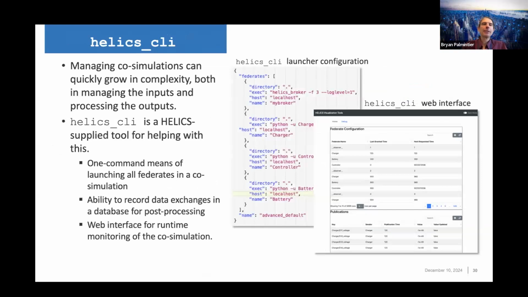Some of the other capabilities in Helix: this tends to be a bit of a command line type of interface, but there are some web interfaces to help manage and see what's going on. The command line interface, that's what CLI stands for, is included with Helix and allows a fairly easy way to build up these co-simulations and push go and redo that again as you work through the different pieces. And so this Helix CLI helps with the launching.